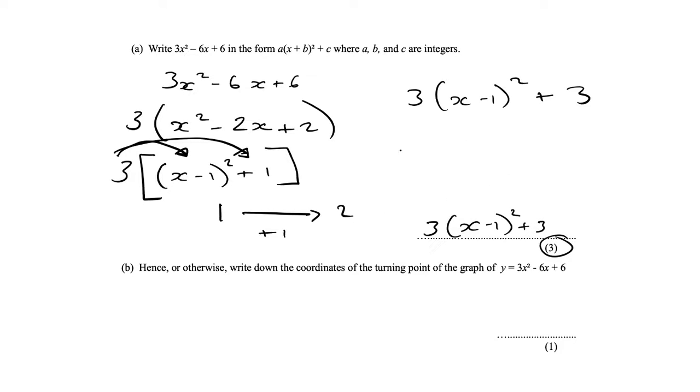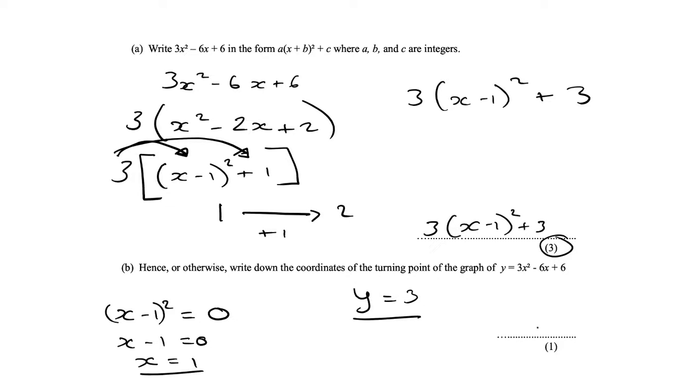Now it says work out the turning point of the graph. So again, the y coordinate is going to stay the same. It's going to stay as 3. (x minus 1) all squared is equal to 0. x minus 1 is equal to 0. x is therefore equal to positive 1. Putting them together, (1, 3) for 1 mark.